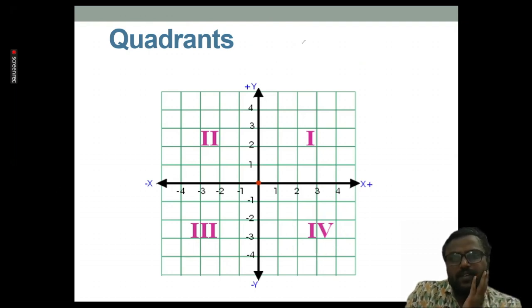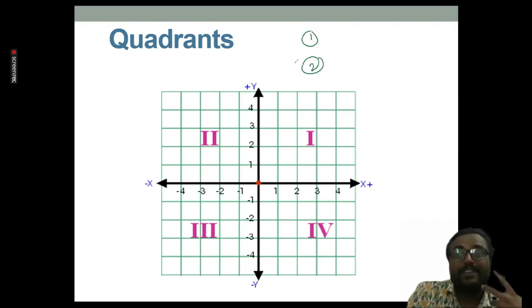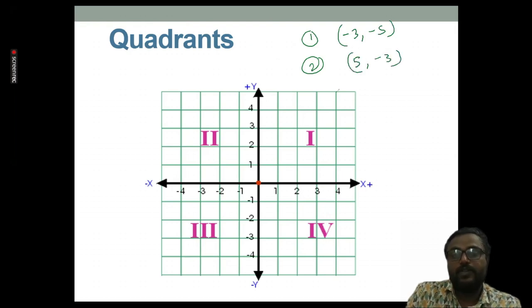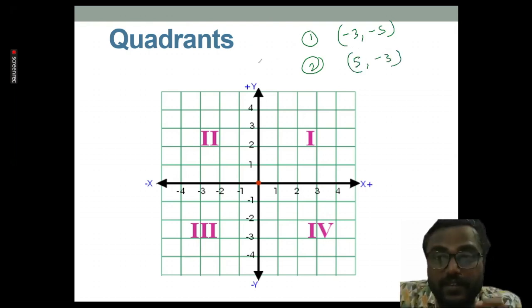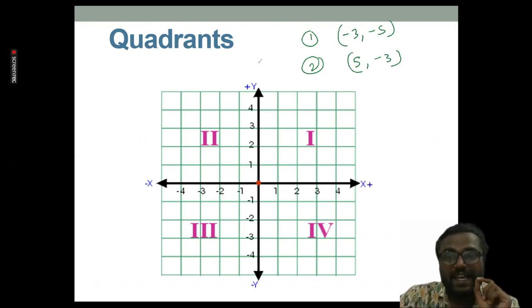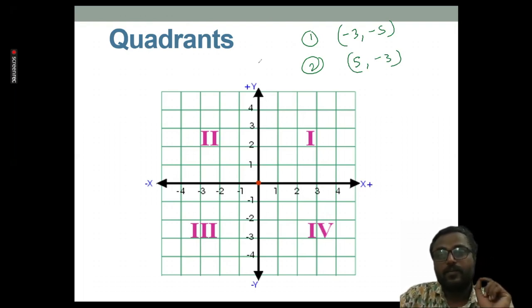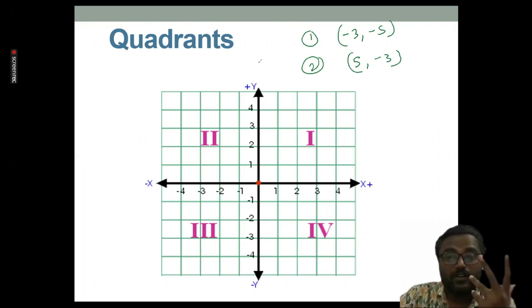Now, I'm going to give you two cases and I want you to answer them in 30 seconds. Where will these points lie: negative 3 comma negative 5 and 5 comma negative 3? In which quadrant of the coordinate plane are these two points going to lie? Negative 3 comma negative 5 and 5 comma negative 3.